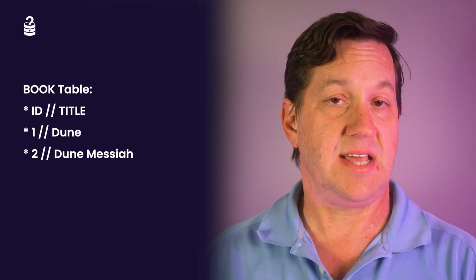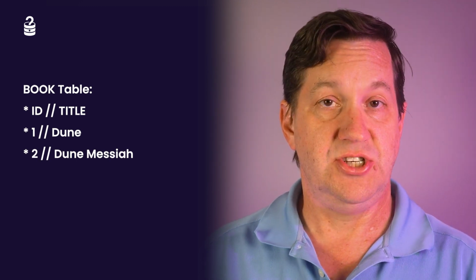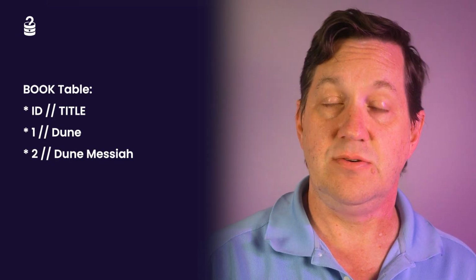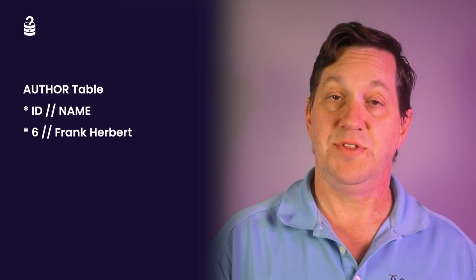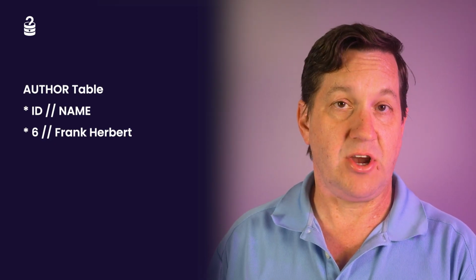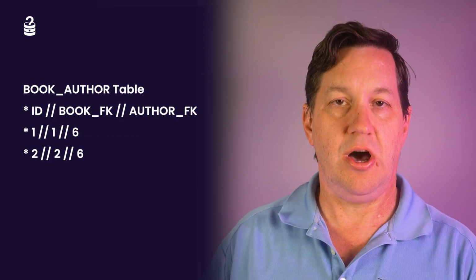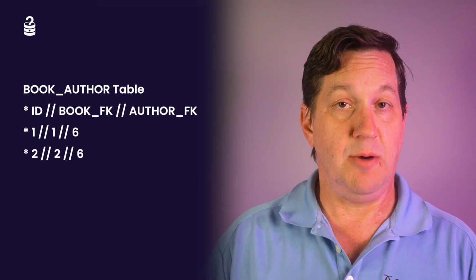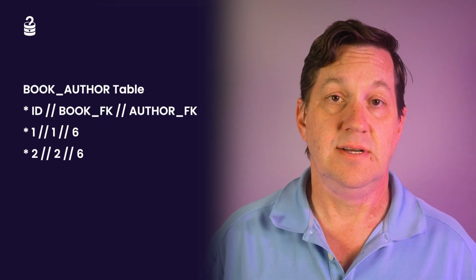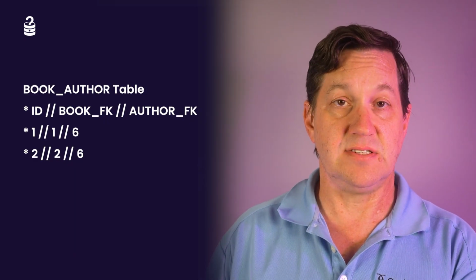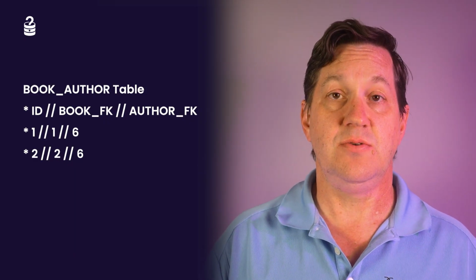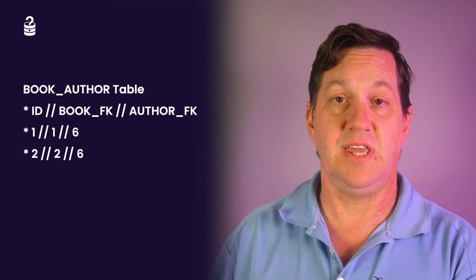Before we do that, let's imagine our tables containing the following rows. In the book table, we have an ID column and a title column. We have ID 1 matching to Dune and ID 2 matching to Dune Messiah. In the author table, we have an ID column and a name column with a value of ID 6 and name Frank Herbert. And finally, we have a book author table that contains an ID column, a book foreign key, and an author foreign key. In this case, we have an ID of 1 with a book foreign key of 1 and an author foreign key of 6. We have another row with an ID of 2 and a book foreign key of 2 and an author foreign key of 6.